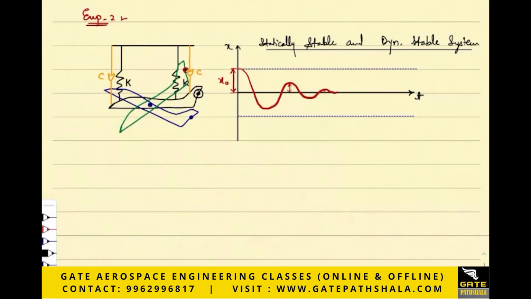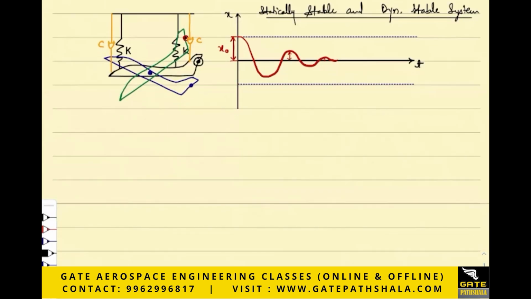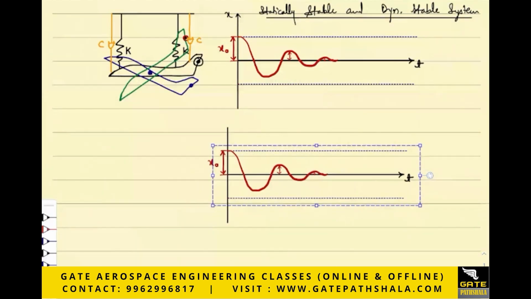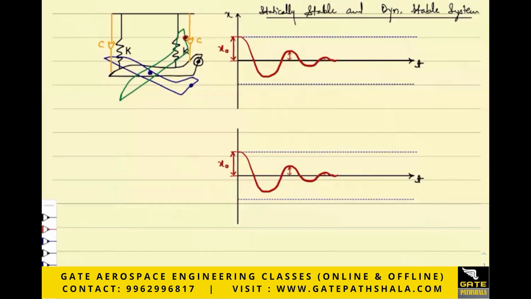Okay. Now there is an aircraft to which you gave an oscillation. It started to execute the oscillation, but the response of the aircraft is like this. It went on increasing the amplitude. With time, the amplitude of oscillation started to increase.